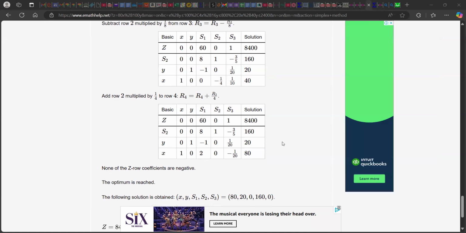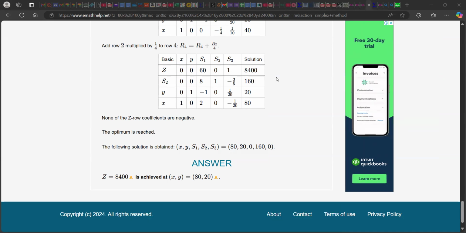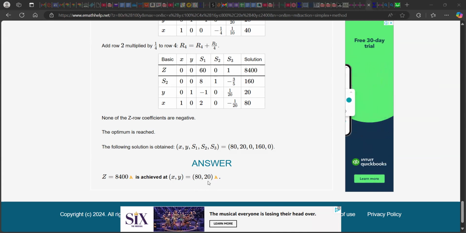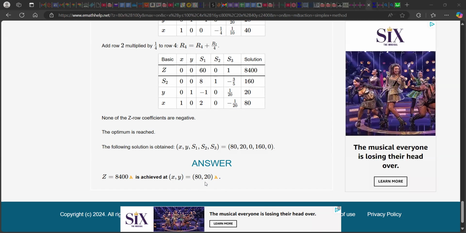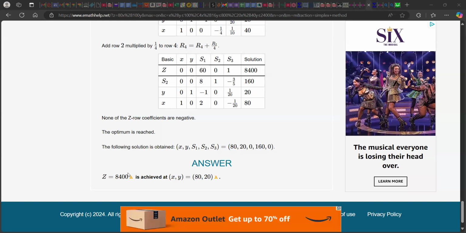And here it is, they have the solution. The solution is Z is 8400. That's the optimum solution, or the optimum value for the profit function. And it occurs when, notice, X equals 80, Y equals 20, and S2 is 0. Those were slack variables. So if you were to plant 80 acres of wheat and 20 acres of corn, you're going to achieve the maximum profit given the constraints that were given, in terms of labor and money.